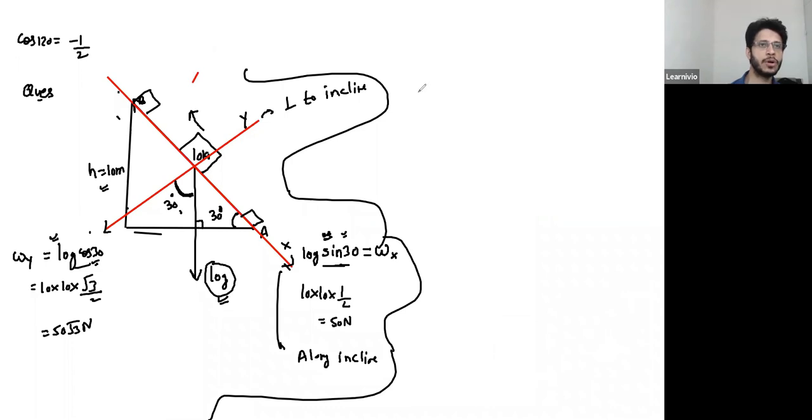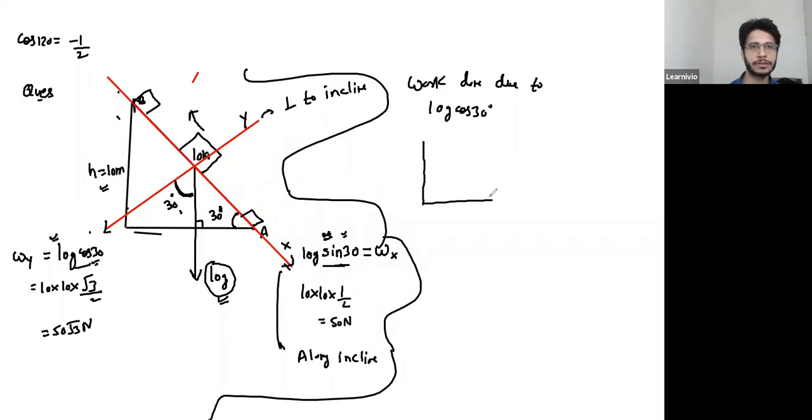Now we can calculate work. Let's calculate work done due to 10g cos 30. I'm drawing it again. I'm moving from A to B. The displacement from A to B is SAB, and this is your 10g cos 30.